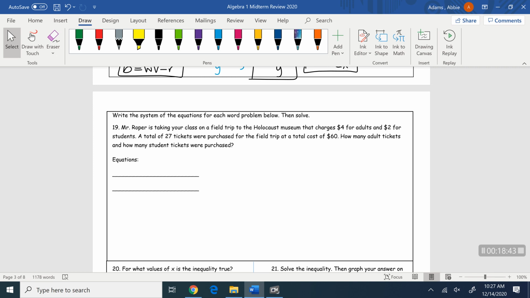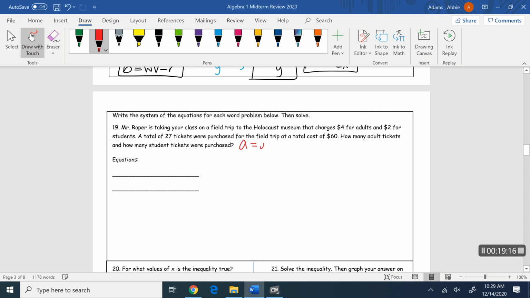Alright, so number 19 says, Mr. Roper is taking your class on a field trip to the Holocaust Museum that charges $4 for adults and $2 for students. A total of 27 tickets were purchased for the field trip at a cost of $60. How many adult tickets and how many student tickets were purchased? So the first thing I have to look at is, what are my two variables? What are my two unknowns? Well, we have adults and we have students.